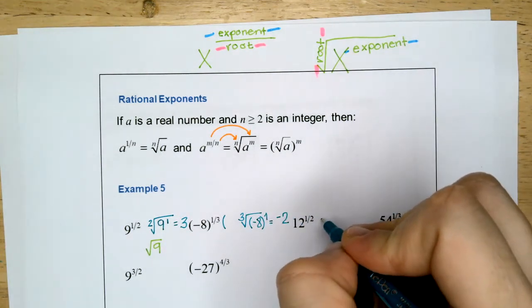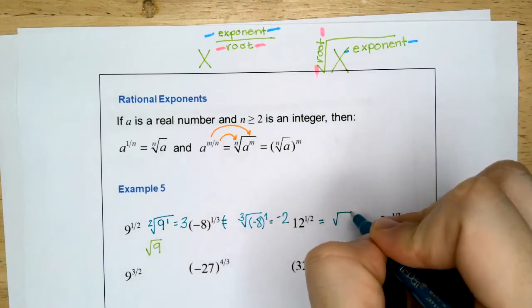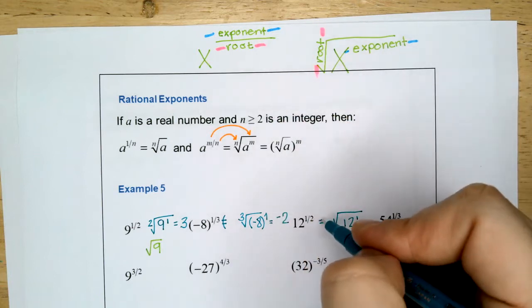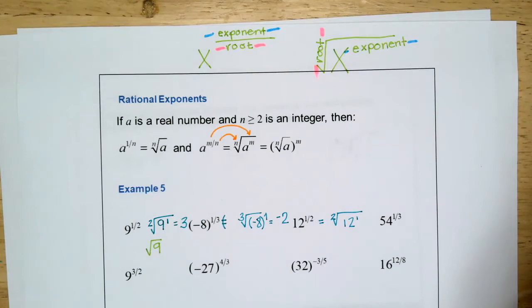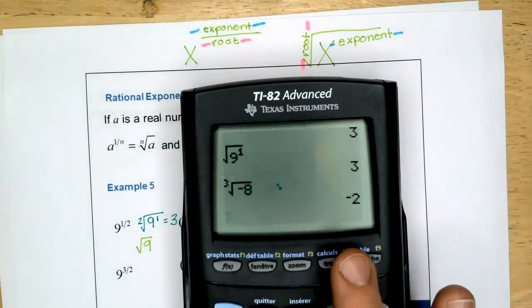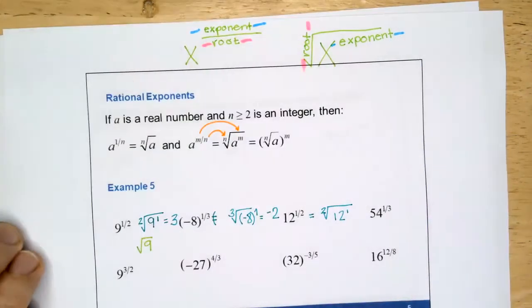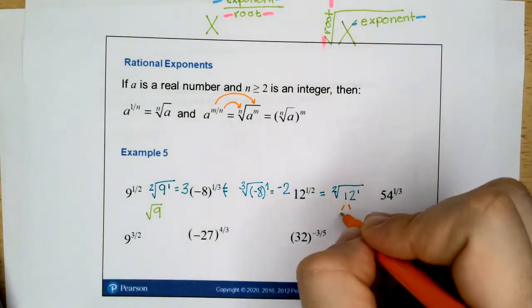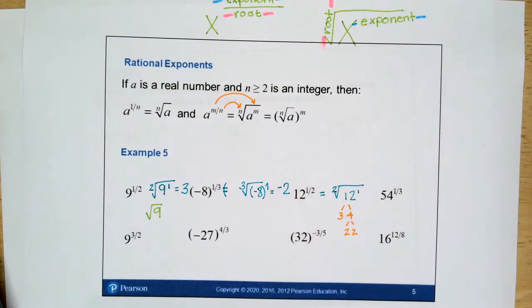12 to the 1/2 becomes, the first term is the exponent, 12 to the first. The second term is the root. So the square root of 12. There is no perfect square of 12, or 12 is not a perfect square, right? But we have been making factor trees, so I'm just going to check if I can factor it at all. 12 becomes 3 and 4. 4 becomes 2 and 2, right?